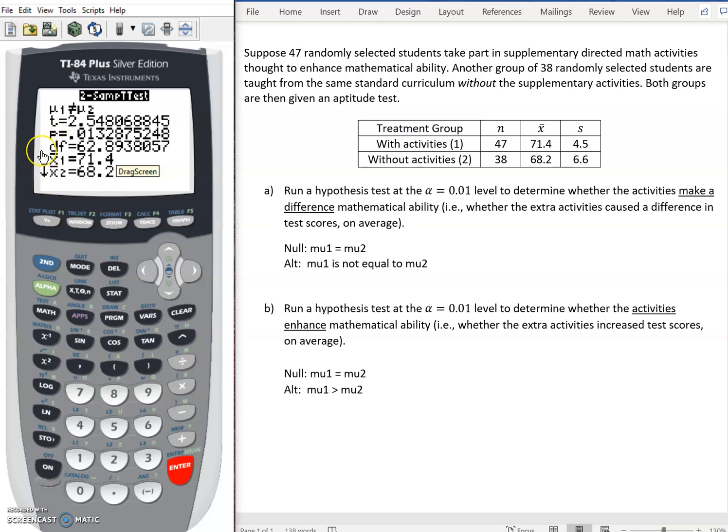Notice that we can scroll down. So if you down arrow, it'll give you some of these other pieces, standard deviation and n. We don't really need those. We already have them. So p is the most important thing that we want.